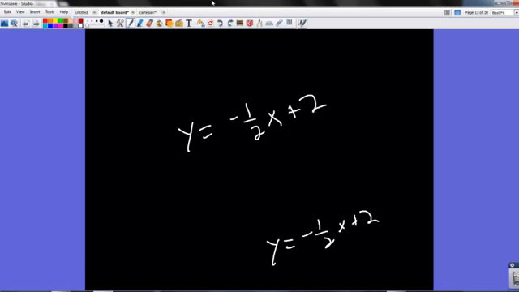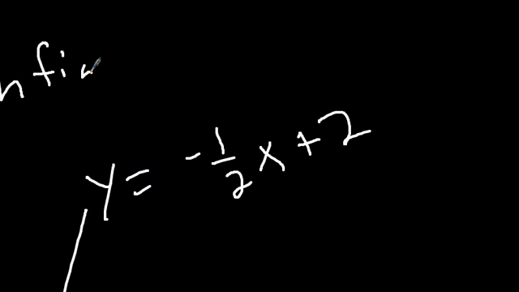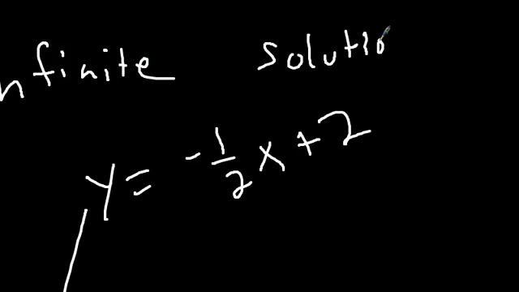So you do your equations, you get them in slope-intercept form. If you have the same equation, your answer is infinite solutions. Some textbooks say infinitely many solutions. Same thing. There are an infinite number of solutions. That's basically three options. You have a solution, you have no solution, or you have infinite solutions. That's it.